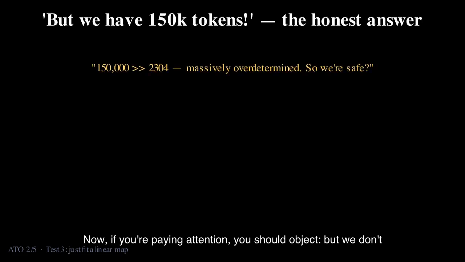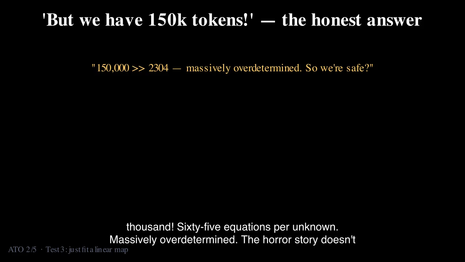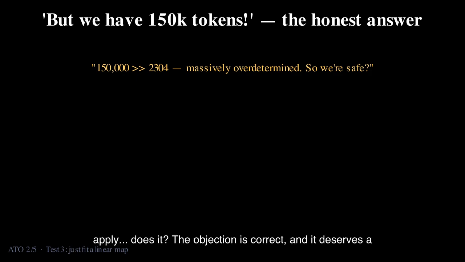Now, if you're paying attention, you should object. But we don't have 2,000 tokens. We have 150,000. 65 equations per unknown. Massively overdetermined. The horror story doesn't apply, does it? The objection is correct, and it deserves a real answer.